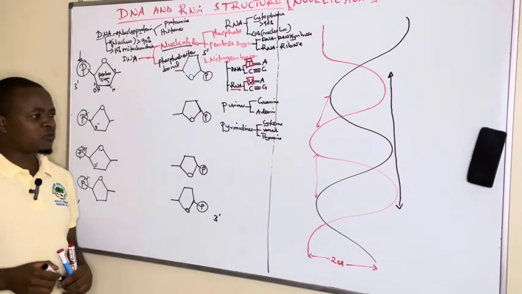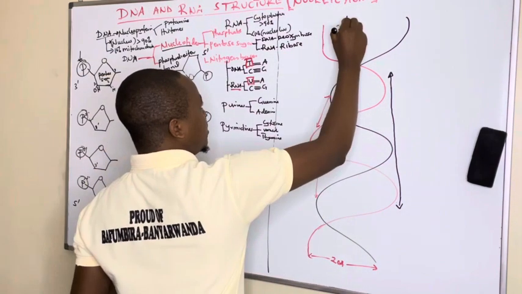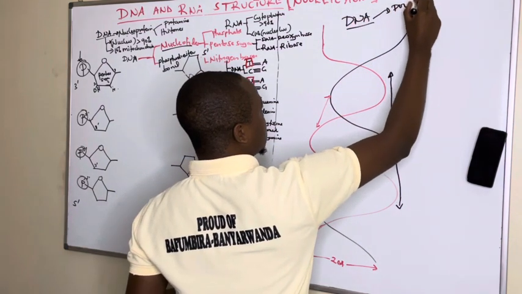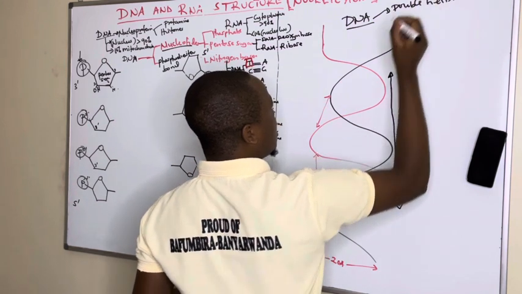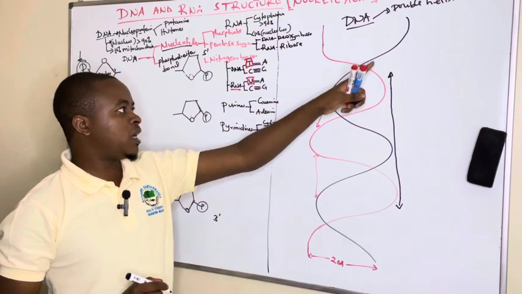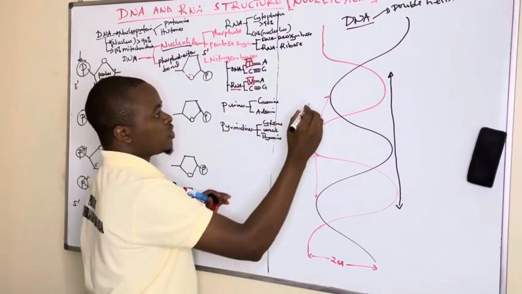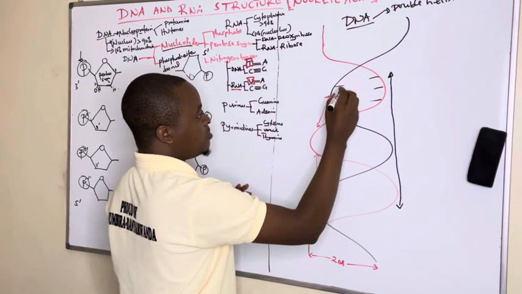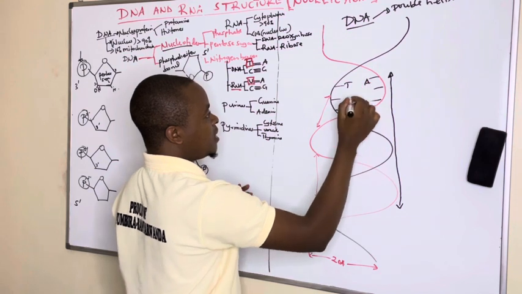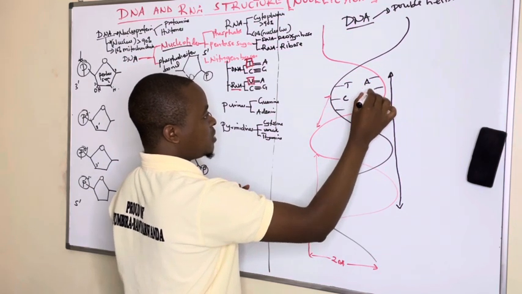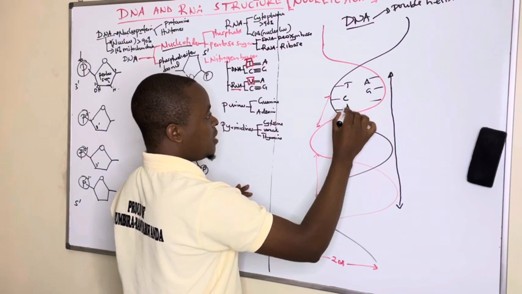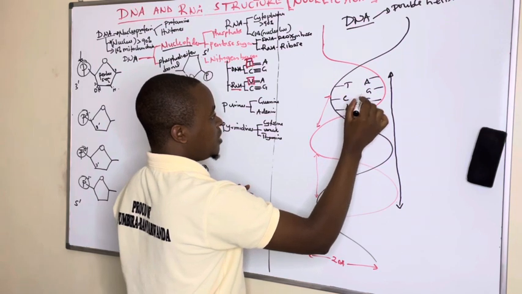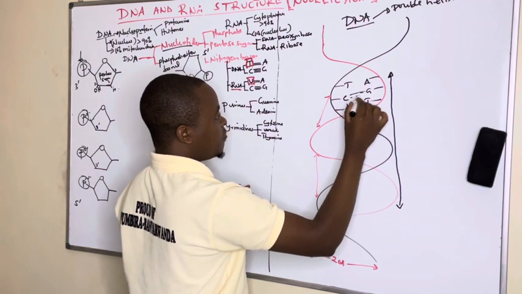According to the structure of DNA, we say that DNA is a helical structure, a double helix. It is made up of 2 nucleotide chains, and these 2 chains are joined together by nitrogen bases. If this is thymine, this is adenine. If this is cytosine, this is guanine. If this is adenine, this is thymine. This pair is joined together by a double hydrogen bond, and this one by a triple hydrogen bond.